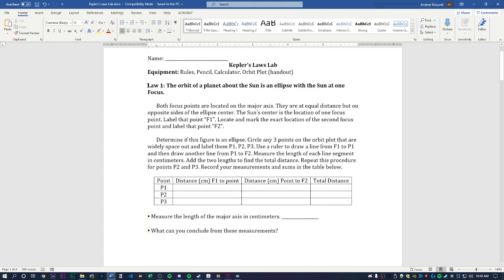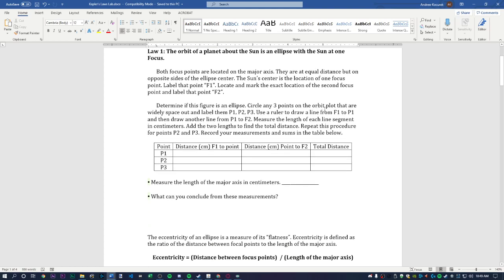So, a little bit about Law 1. Law 1 states that all things orbit in ellipses, and what we're actually doing is proving that. The instructions are fairly straightforward. Read it, and just follow along. I think me and another of my colleagues wrote this. I think it's fairly on the nose, just to be frank.